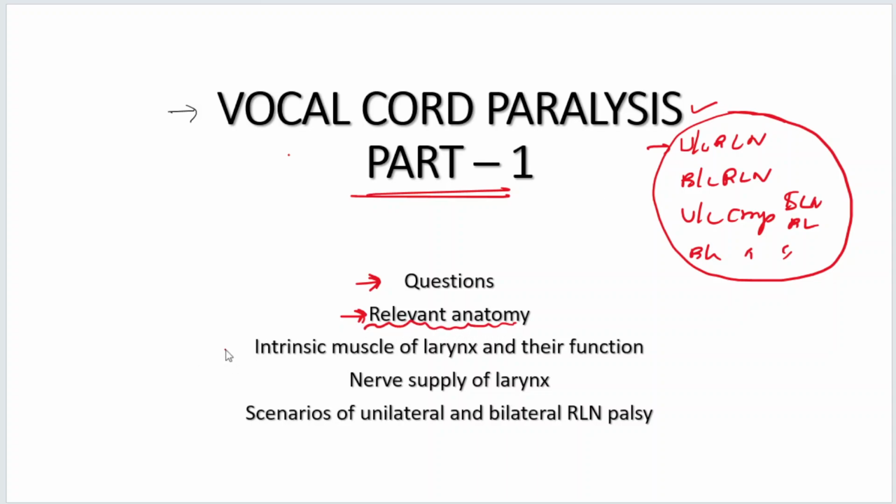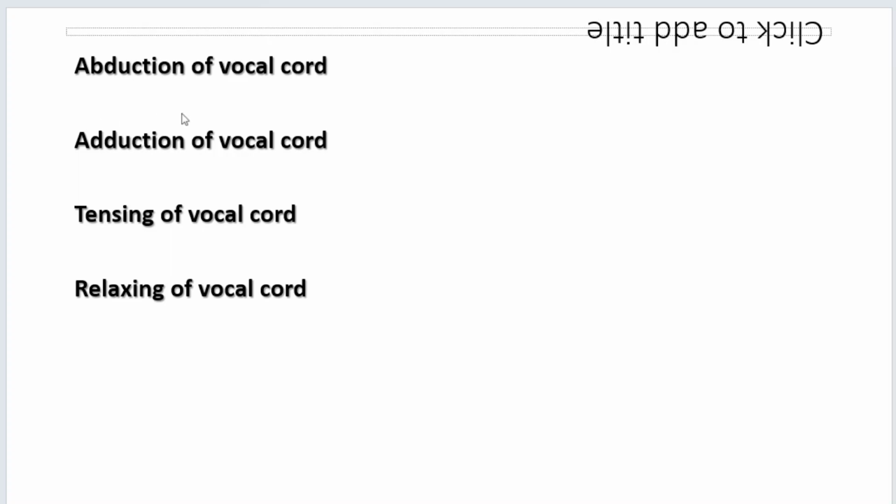We are going into the relevant anatomy. We are going to talk about the intrinsic muscles of the larynx and their function, the nerve supply of the larynx, and after we do this, we are going to talk briefly about what happens in a case of unilateral and bilateral recurrent laryngeal nerve palsies, the scenarios, what is happening in these things. Now, these are just terminologies.